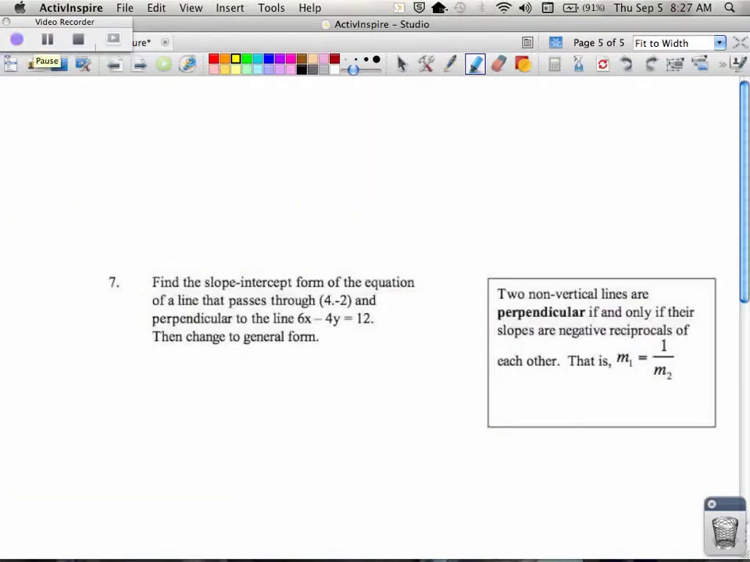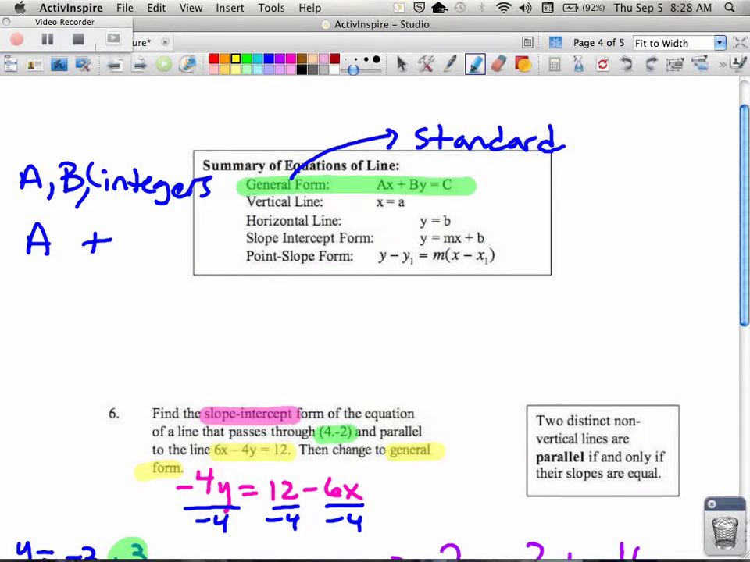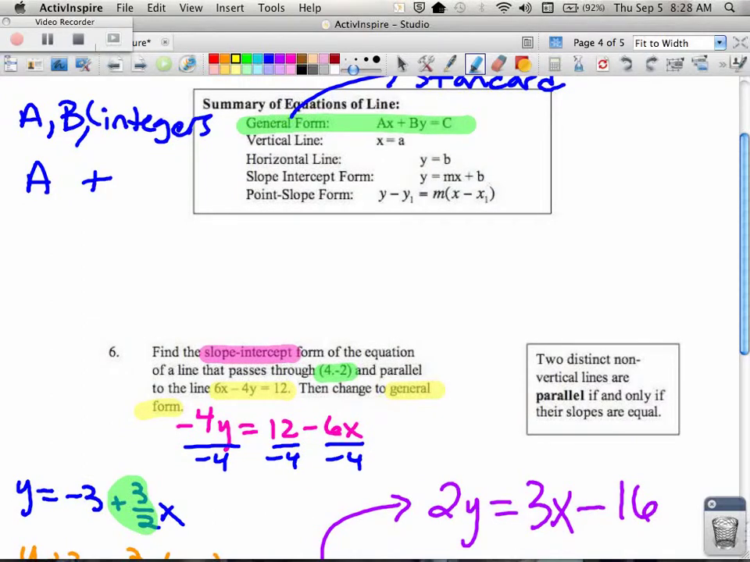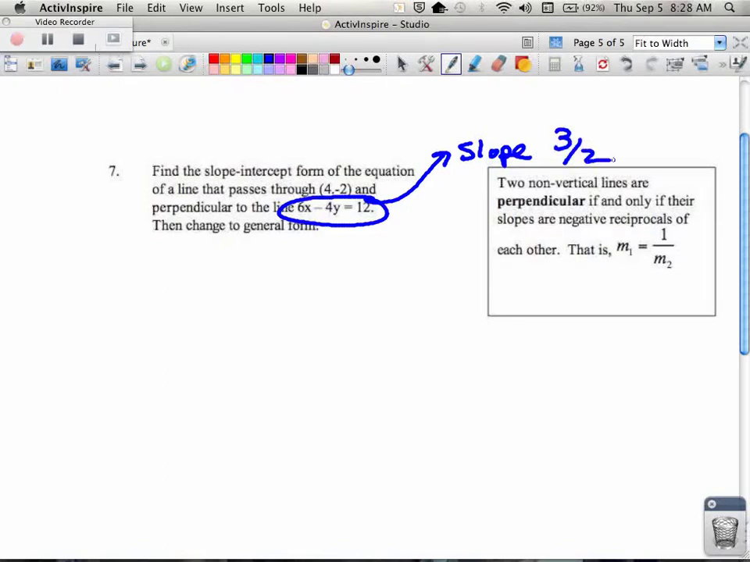In number 7, other than the word perpendicular, everything is exactly the same. Everything. I know from the previous problem, if I look back, that when I change this equation that they gave me, not the one I'm looking for, but the one that they gave me, that the slope from that line was 3/2 in the green highlight. Remember that? 3/2. So as I look at number 7, what I know is that the slope from this line right here has a slope of positive 3/2. And that's all I really care about that line for.